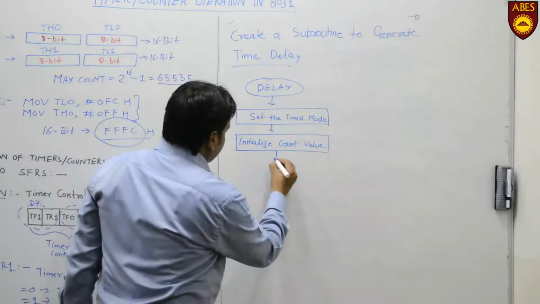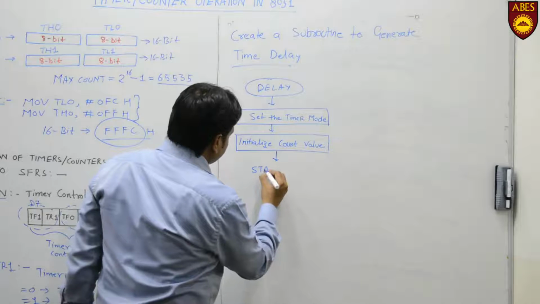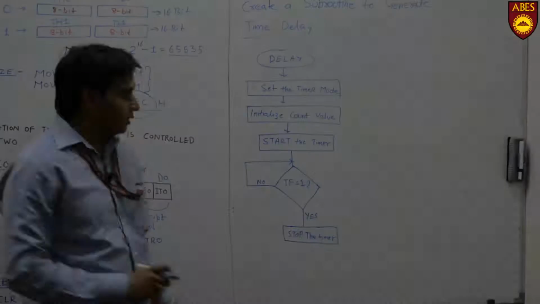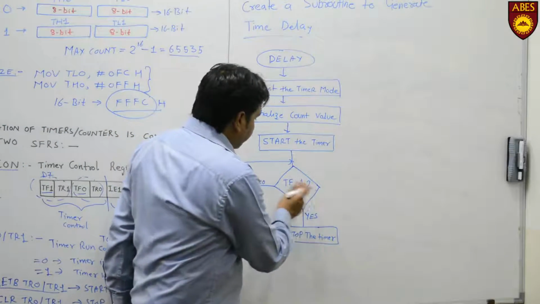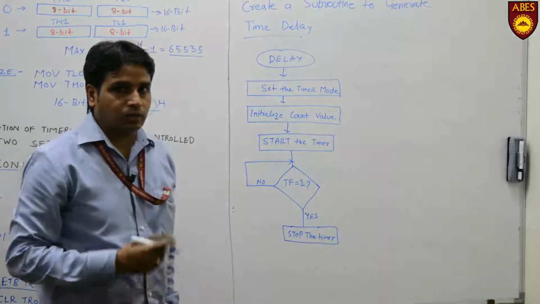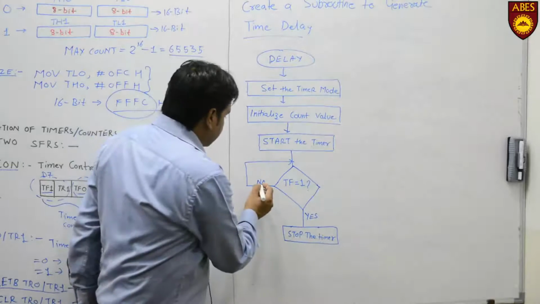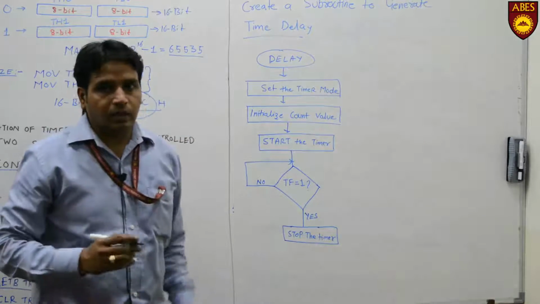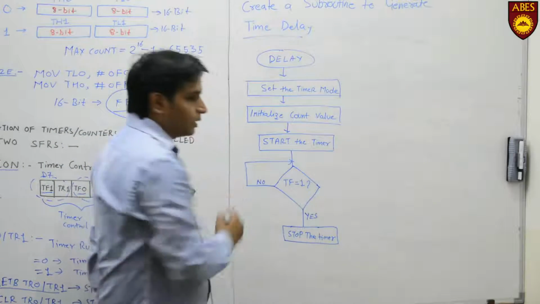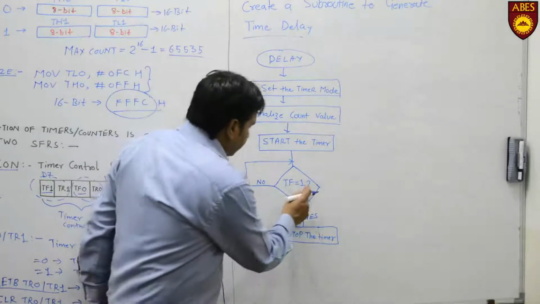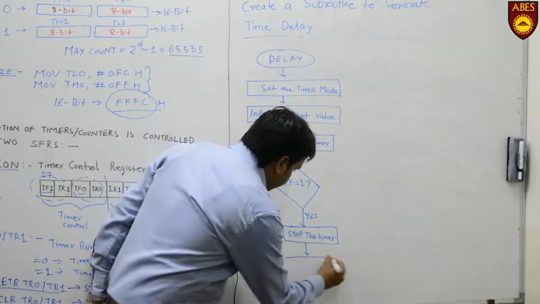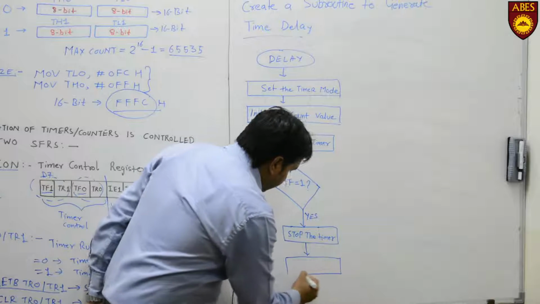The next step will be, after loading the count value, we will start the timer. After starting the timer, we will check the value of the TF bit. If it is 1, it means that the counting has been reached and we will stop the timer. If it is not 1, it means the counting has not been completed and the counter is counting in the upward direction. Then we will continuously monitor the value of this TF bit till it becomes 1. Whenever it becomes 1, we will stop the timer, and after stopping the timer, there is one more step needed. We have to clear the TF bit.